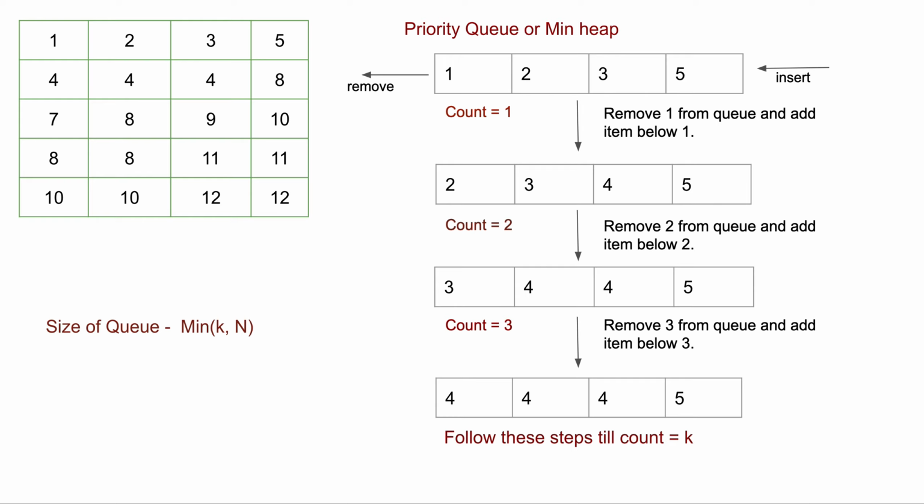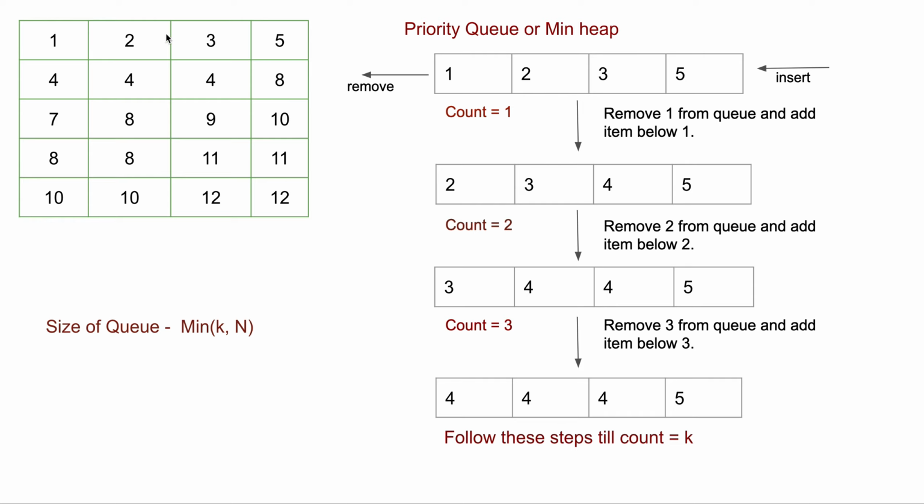In this priority queue approach, the size of your queue will be equal to min of k and n. So if k is smaller than n, the size of your queue will be equal to k, and if n is smaller than k, the size of your queue will be equal to n. And you can easily correlate this with an example.